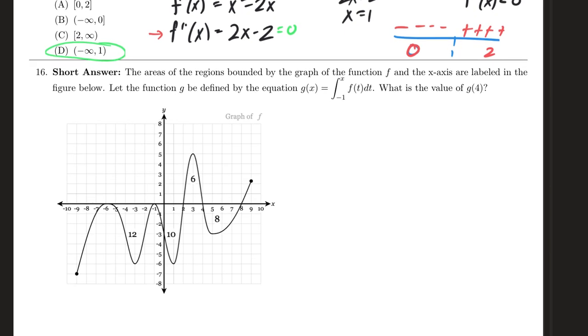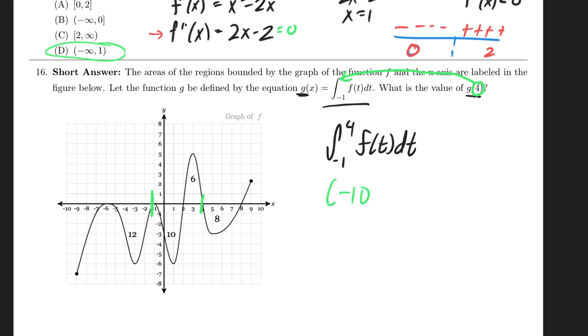Here we are given this graph, and g of x is defined, again, as an accumulation function. We're going to find g of 4. This one you could do too much work on, but for g of 4, we're just plugging in x equals 4. So really this is the same as finding the integral from -1 to 4 of f of t dt. So what is the area from -1 to 4? Remembering that any area below the x-axis is negative, we're going to get -10 plus 6. There are two areas, this area here and this area here, combined, and we get -4. So the answer is just -4.